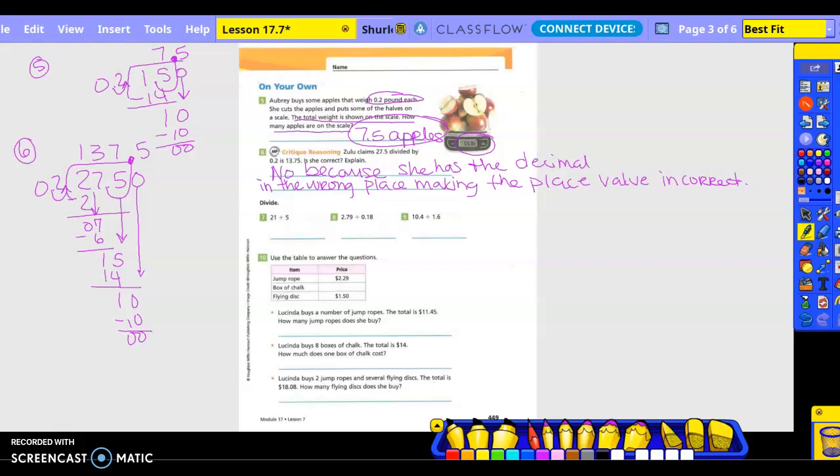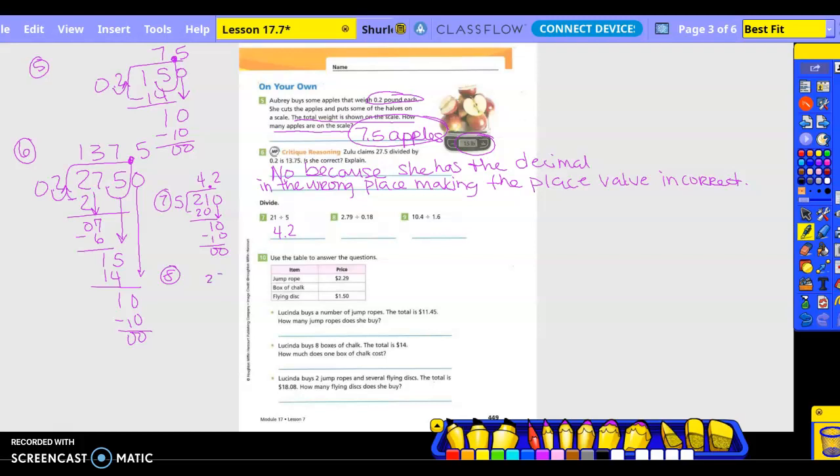Okay, next one, number 7. So we have 21 divided by 5. Bring my decimal straight up, right? Because I didn't have a decimal in the divisor, right? 5 into 21, 4 times, minus 20. Put the 0, bring it down. 5 into 10, 2 times, minus 10. Nothing left over, so my answer is 4.2.